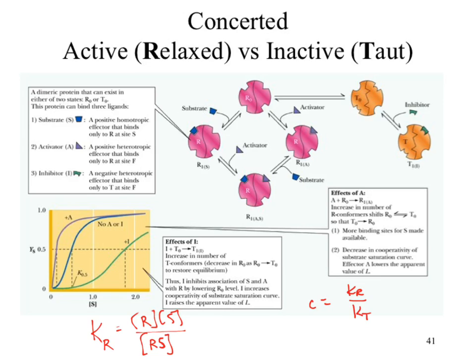KR is the concentration of RS. We're saying our RS concentration goes up. KR should get smaller as you bind activator, because you're increasing the affinity for RS. So that concentration should go up. Your concentration of R and your substrate should theoretically both go down. So KR should get smaller. But wouldn't KT also change too, with an activator? Does the activator interact with our taut form?